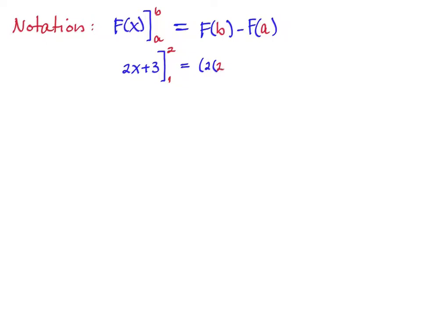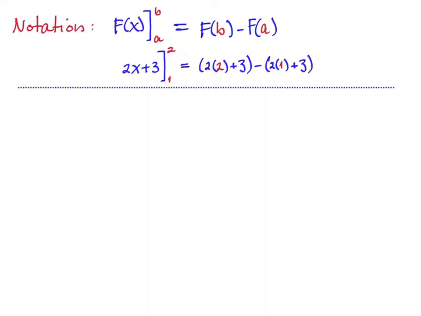So first, a note on notation. We use this notation, f of x with a right-hand square bracket, lower limit a, upper limit b, to mean the function f of x evaluated from a to b, which just means f of b, the upper limit, minus f of a, the lower limit. For example, 2x plus 3 evaluated from 1 to 2 is 2 times 2 plus 3 minus 2 times 1 plus 3. All right, so this is the notation we'll be using when we're evaluating definite integrals.